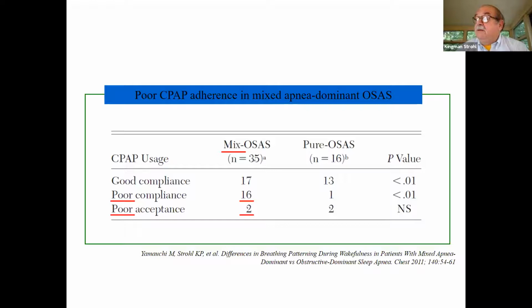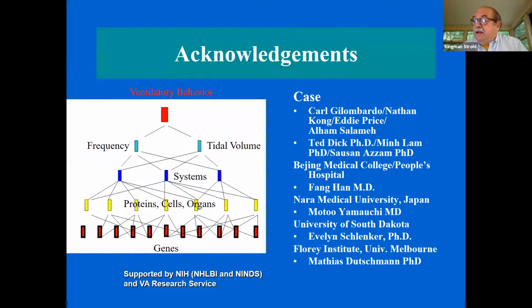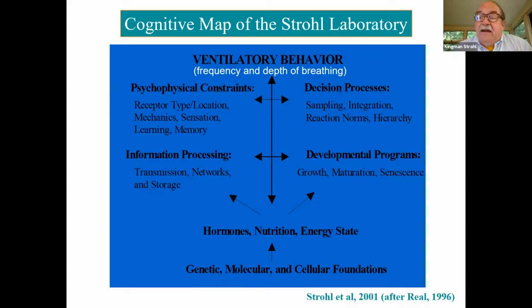All right, so the road ahead: we want to use the B6 as a preclinical model and gain greater understanding of the role of APOA2 in the brain, specifically as a central pattern generator, and we want to look at these in people. And I want to acknowledge all the people that were involved in the research itself. I'm going to leave this last slide up because that's really the cognitive map of what I do in the laboratory and how I think scientifically about evolution and the evolution of physiologic principles. Thank you very much.